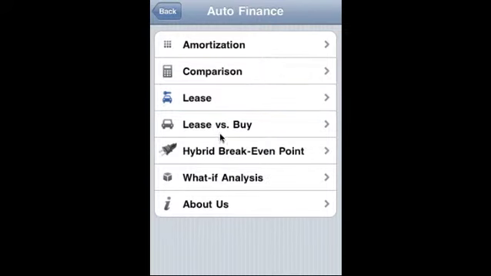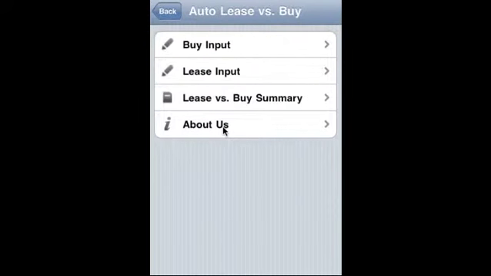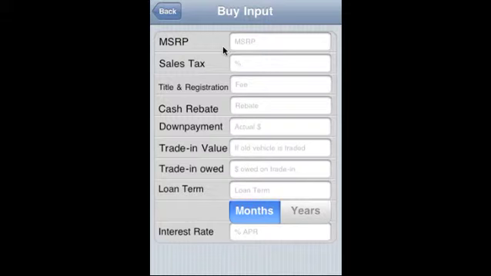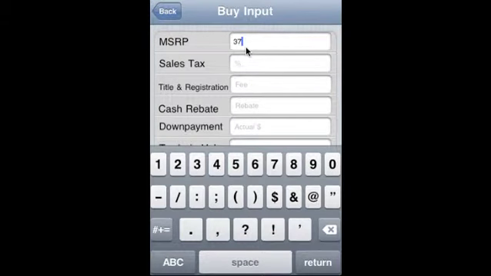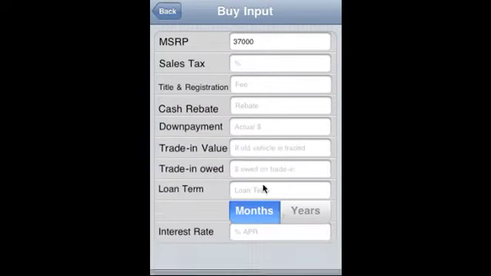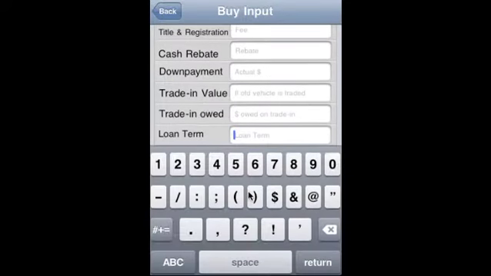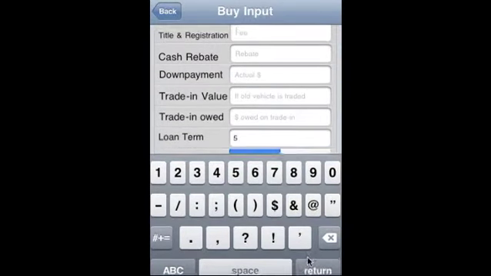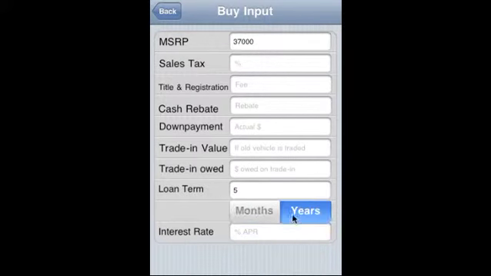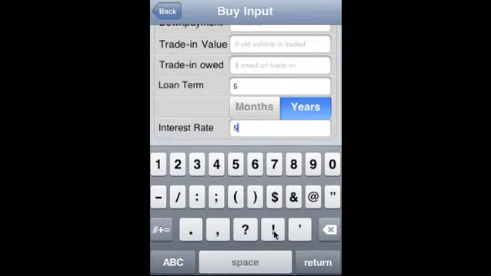Okay. Lease versus buy, and this decision point comes up very often, we have seen this. So let us enter the buy input, 37,000, sales tax, we'll just ignore these for the moment, and say loan term is 5 years, and APR is 5%.